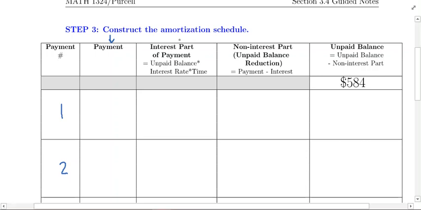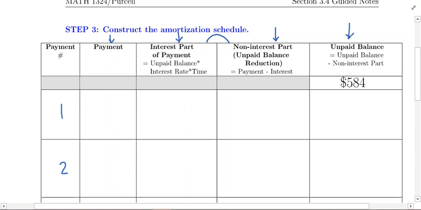And then what we're going to do, okay, so this is what you're going to learn from this. Every time you make a payment, the payment first goes towards paying off any interest that has accumulated on the unpaid balance. So in this column right here, we're going to calculate the interest part of the payment. And then, once we know the interest part of the payment, we can figure out the remaining amount, and that will go towards reducing the principal or the purchase price.